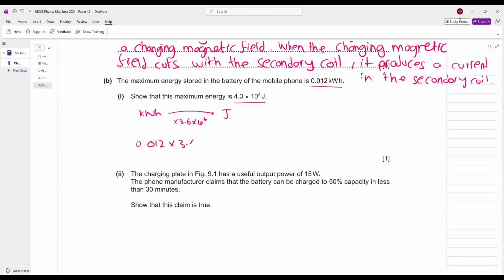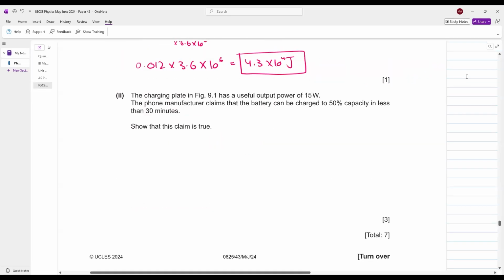0.012 into 3.6 × 10^6. What does your joules come out to be? 4.3 × 10^4 joules. What is this? This is the maximum energy stored in the battery. Perfect. The charging plate in figure 9.1 has a useful power output.